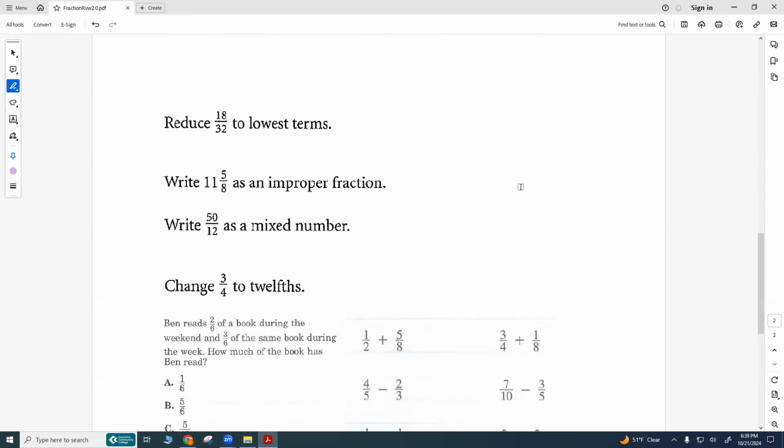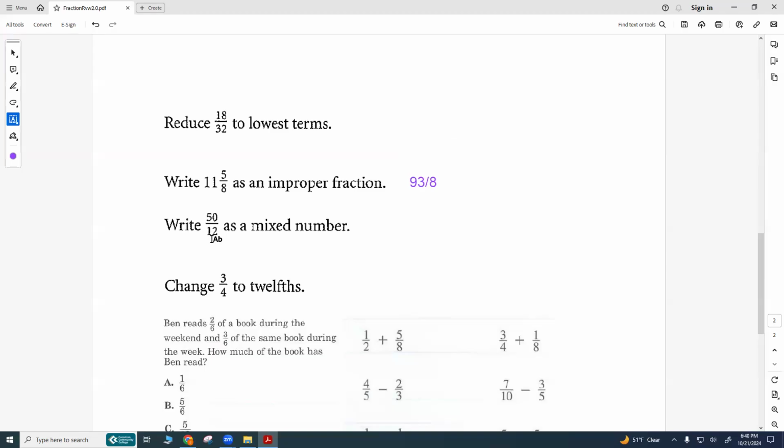All right. So just to remind you guys, you take your denominator times the whole number. So 8 times 11 is 88. And then add the numerator to that answer. So 88 plus 5 is 93. And then just put your denominator back on the bottom. So 11 and 5/8 is equivalent to 93/8. Okay, so this would be the mixed number version. This is the improper fraction.